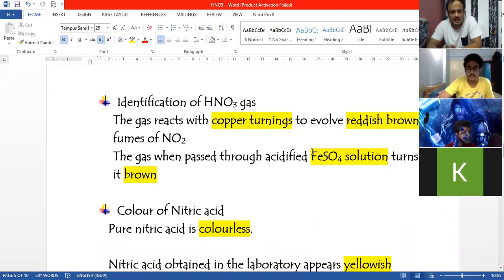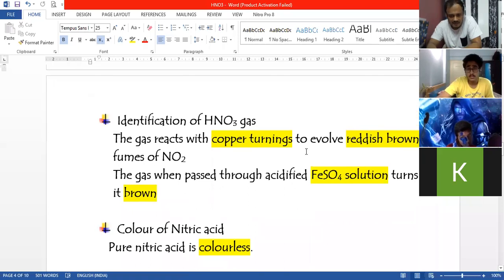I will show you the brown ring test that would be helping you to understand what actually happens over there. So just hold on, I'll show you the brown ring test.